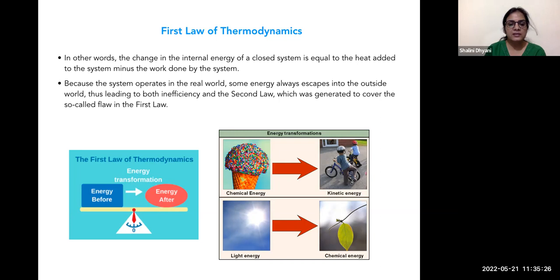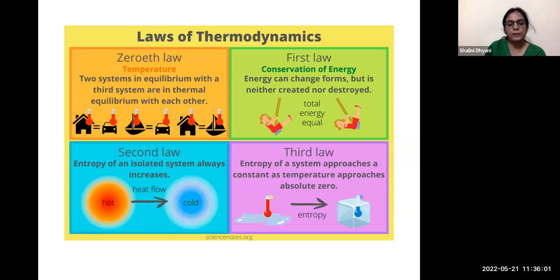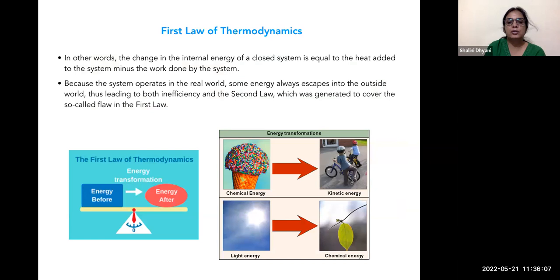Now, because the system operates in the real world, some energy always escapes into the outside world. It is very clear that whenever energy is fixed, when the producer fixes energy, when the first consumer or herbivore uses this energy, there is certainly some amount of energy that is not getting transformed that will escape back into the environment. And that will lead to the inefficiency of the second law, which was generated to cover the so-called flaw in the first law. So the second law, where it was said that entropy of an isolated system always increases, is not true in this case.